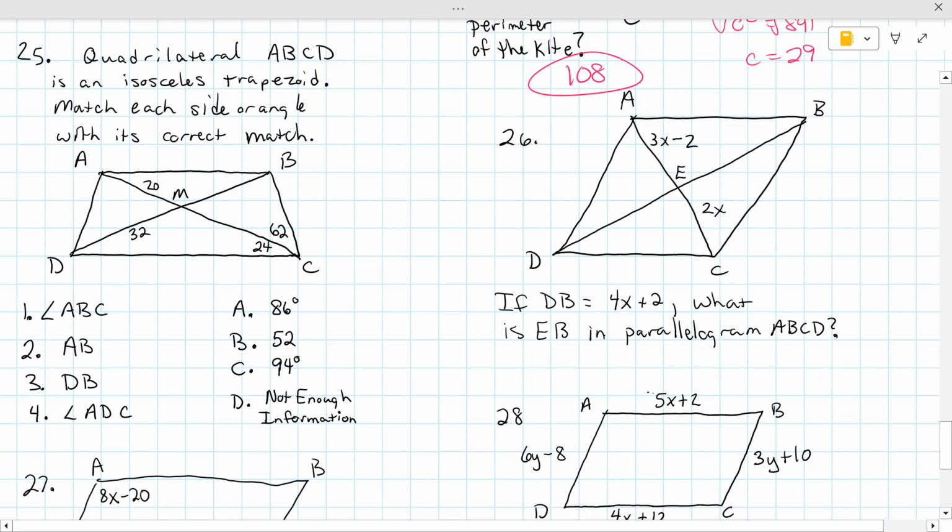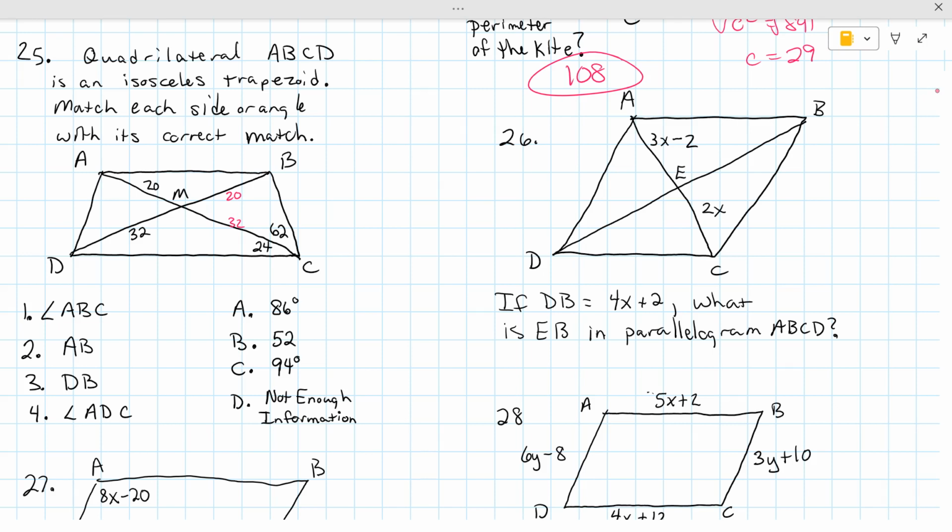This one's a little hard to read. Okay? DM is 32. I think you can get that. AM was 20. It's not the angle up here, it's the length of AM is 20. So MC is 32 and MB is 20.